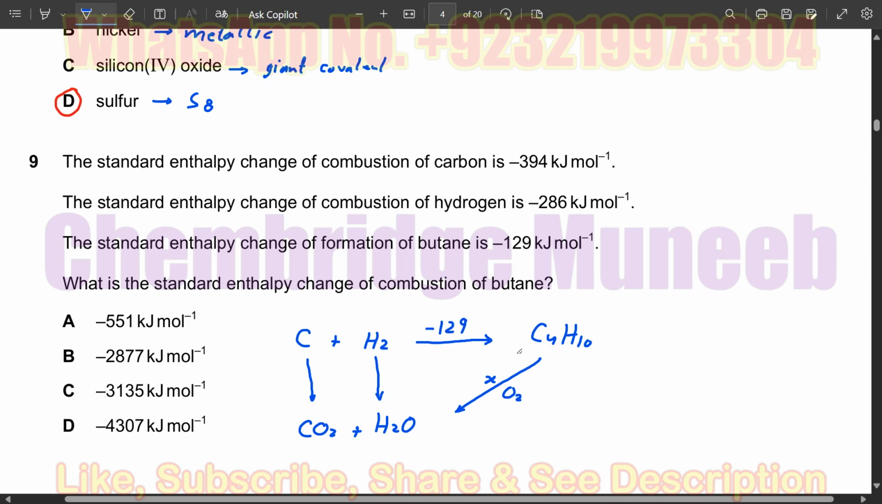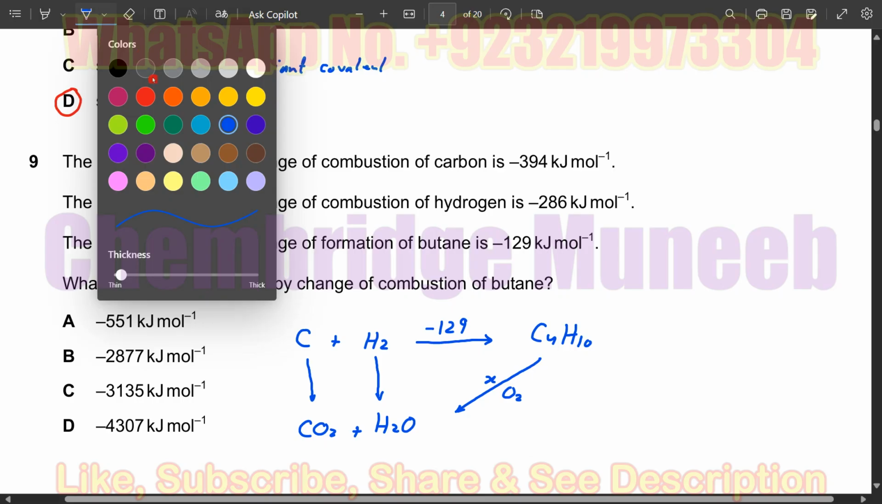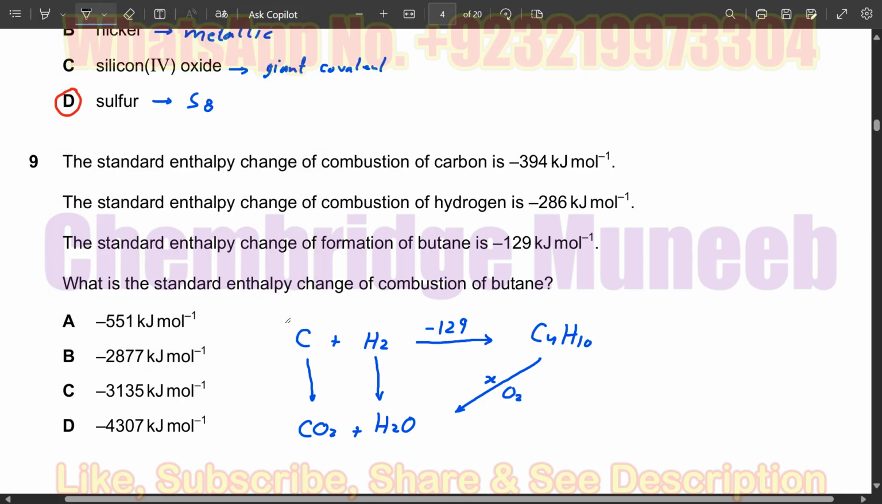Now we have to balance this equation as well. According to the number of carbon atoms and hydrogen atoms, there are 10 hydrogen atoms, so I have to balance hydrogens. I shall multiply by 5, and 5 must also be written here. And carbons, there are 4 carbons, so 4 carbons and 4 carbons. Always balance the carbon atoms first. Okay, now they are balanced.